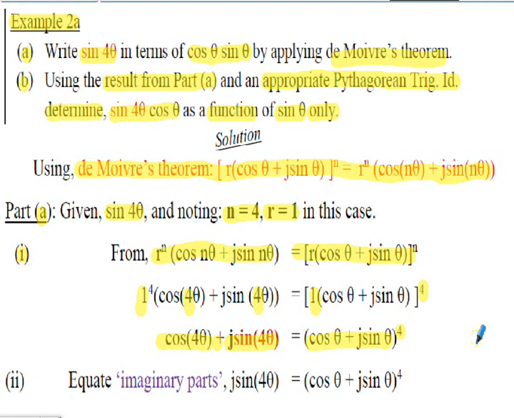As with the previous example, we need to decide whether we're going to compare real parts or imaginary parts. Now in this case the sine 4 theta is associated with the j term, as we can see here, so we're only going to equate the imaginary parts in this particular question. So on the left hand side we get the j sine 4 theta. We're going to have to expand the right hand side of the identity, the cos theta plus j sine theta to the power of 4, which we'll look at on the next slide using Pascal's triangle.